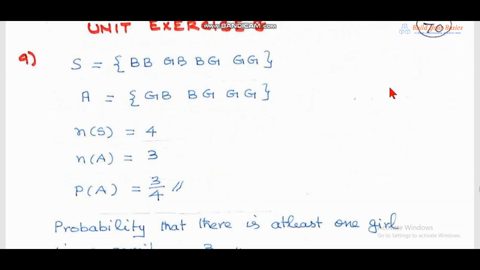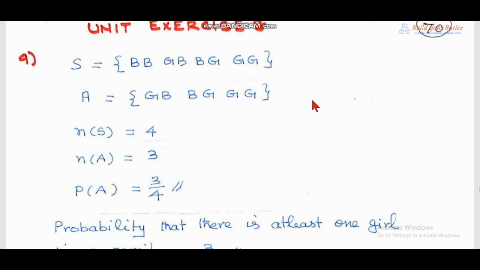Unit exercise 8. Question number 9. In a 2 children family, find the probability that there is at least one girl in the family. We have to consider a family of 2 children. The 2 children may be boy followed by boy, or girl followed by boy, or boy followed by girl, or girl followed by girl. 2 boys, 1 boy, 2 girls.